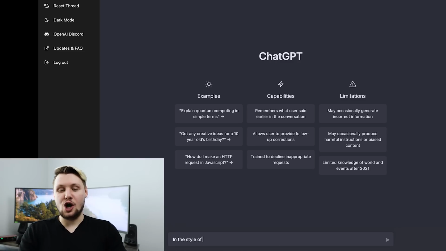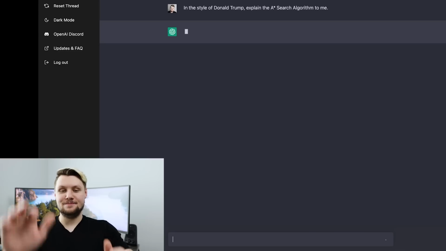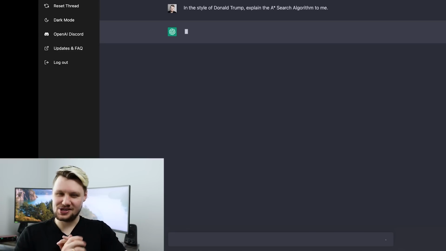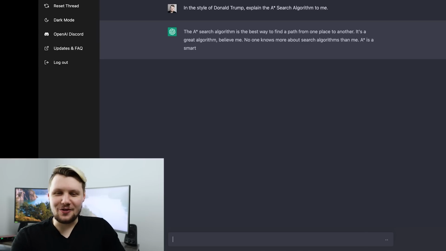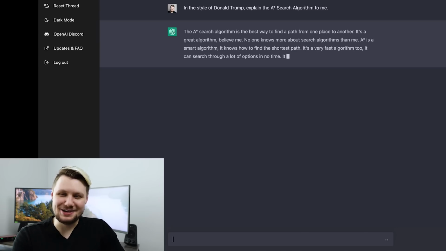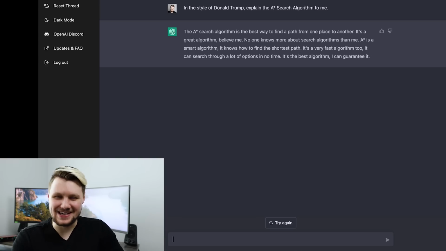In the style of Donald Trump, explain the A star search algorithm to me. Let's see how this turns out. The A-star search algorithm is the best way to find a path from one place to another. It's a great algorithm, believe me. No one knows more about search algorithms than me.